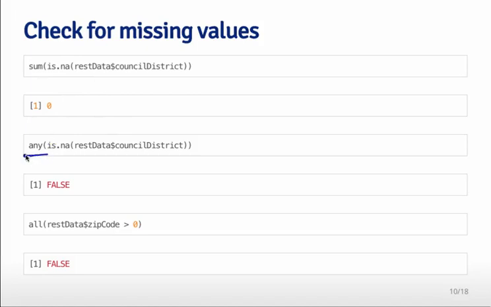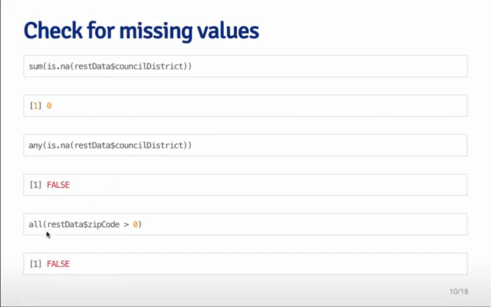You can also use the any command. The any command will just look through this entire set of values. In this case, is.na returns TRUE or FALSE, and any can then check to see if any of these values are equal to TRUE. In that case, there would be a value that's equal to NA. In this case, none of the values are NA, so any returns FALSE, because all of the values are FALSE. None of them are NA.